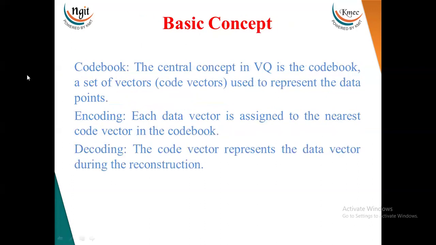So what is the basic concept? Here we have the codebook. The central concept of VQ is the codebook, which has the code vectors used to represent the data points. The second one is encoding. Each data vector is assigned to the nearest code vector in the codebook. So I'll take one input vector and assign it to a code vector in the codebook. Then decoding. The code vector represents the data vector during the reconstruction. This is the encoding part and this is the decoding part. So first we encode all the data with the codebook, then decode the data for the reconstruction.